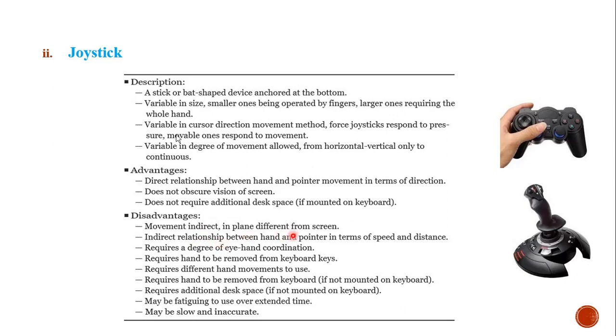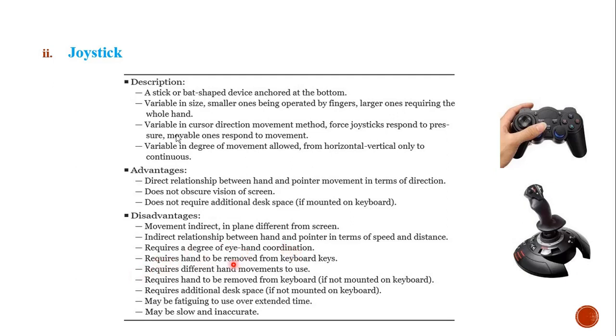So an indirect relationship between the hand and pointer in terms of speed and distance is also observed. It requires a degree of eye-hand coordination. So you have to observe your screen. You cannot keep your eye on the joystick. You have to watch whatever cursor movement it's showing on the screen. Whenever you are playing with the joystick, you have to see your screen, and then you have to make certain movements on the joystick.